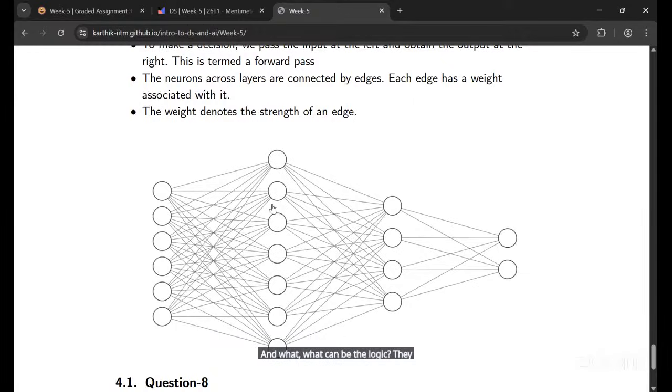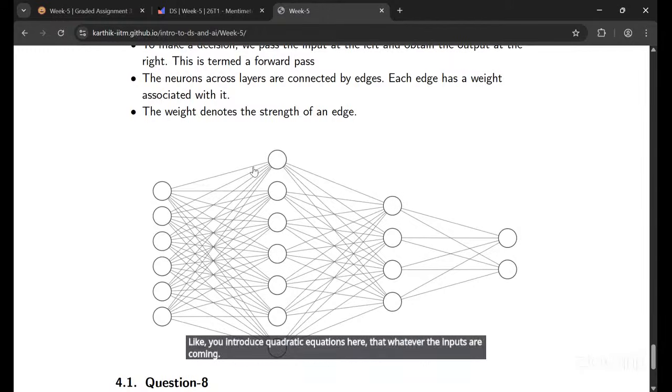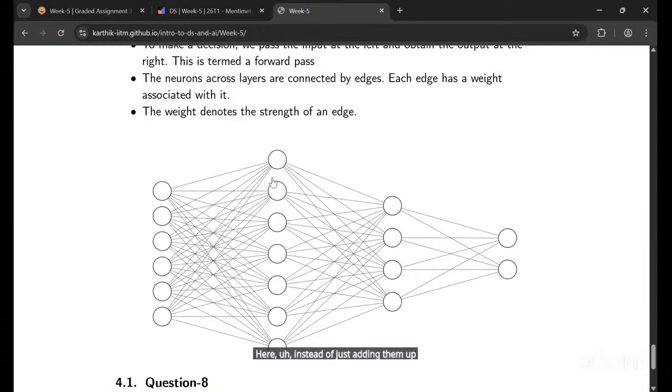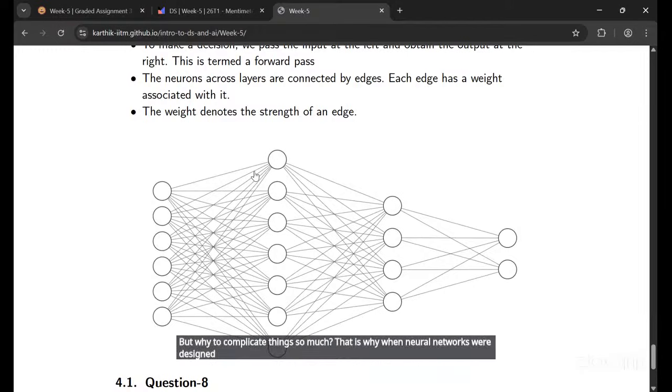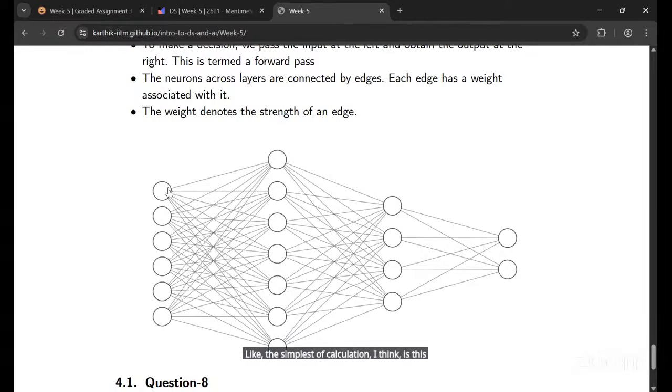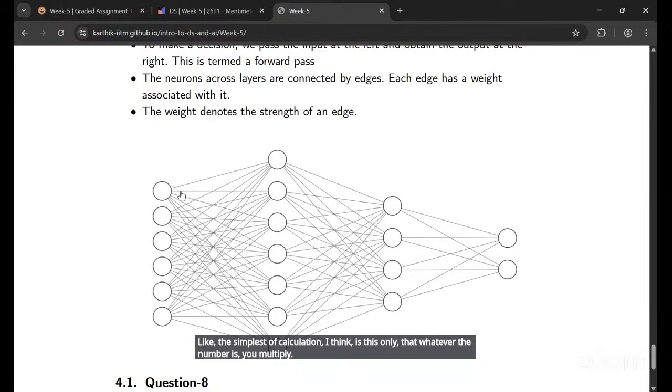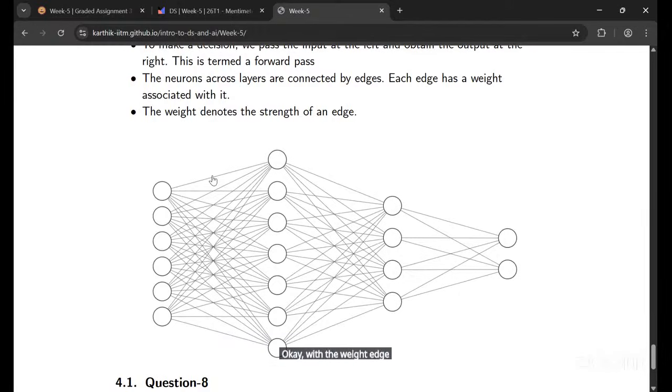There can be multiple logics again. I can also say, introduce quadratic equations here: whatever inputs are coming, instead of just adding them up, you first do the squaring and then you add. So there can be multiple things. But why complicate things so much? That is why when neural networks were designed, they used the simplest of calculations: whatever the number is, you multiply it with the weight on the edge. I think that's the most simple and intuitive thing you can do.